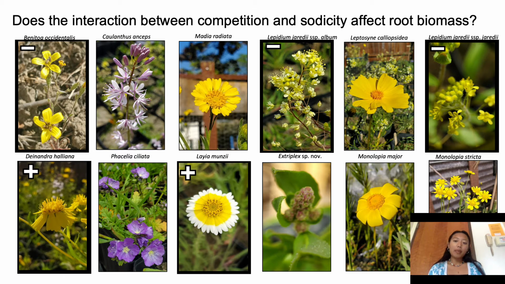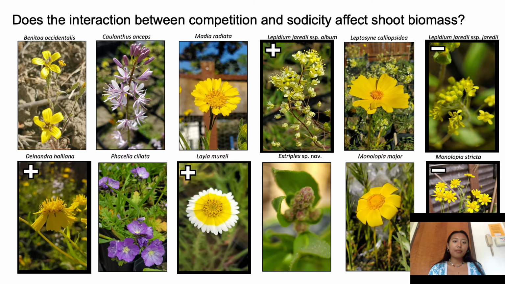When accounting for both competition and soil type in our GLM, we saw there was a significant effect on these species' root biomass, which was greater than the summed effect of these factors without accounting for the other. When looking at the interaction affecting shoot biomass, it was once again very similar to root biomass.